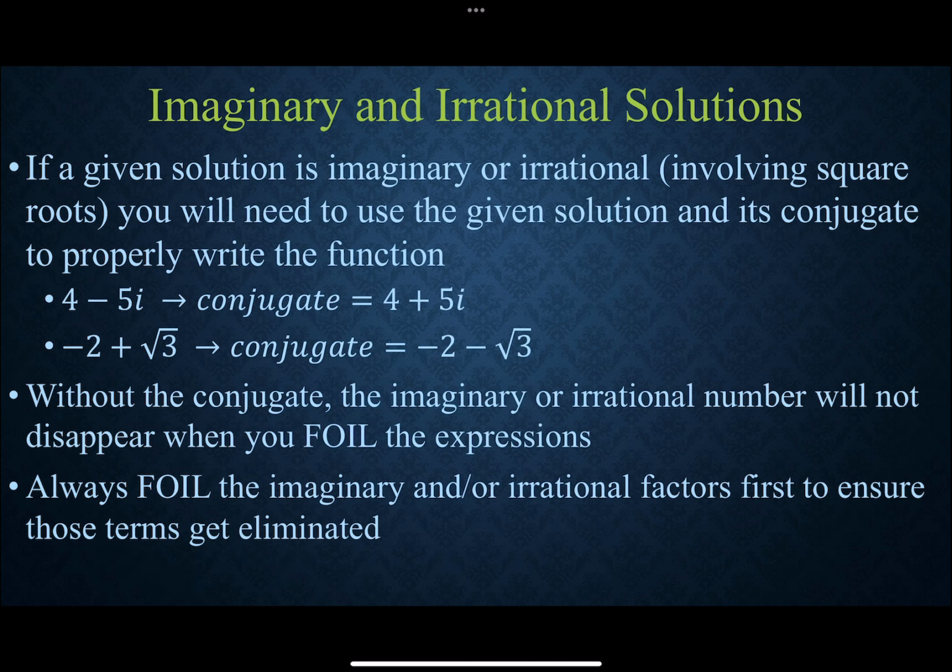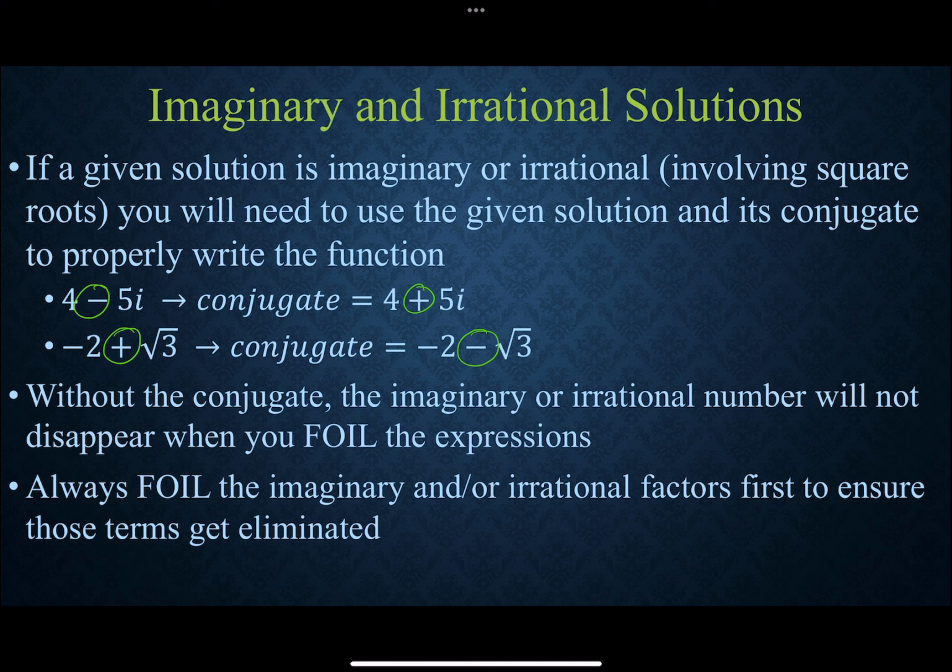Now, if we have imaginary or irrational solutions, we have to recognize there's always two imaginary numbers that go together and two irrational square root numbers that go together. So we have to include the conjugate expression. So if I have 4 minus 5i, the conjugate has to be 4 plus 5i. If I have negative 2 plus root 3, the conjugate's negative 2 minus root 3. Noticing the only thing that's different from each of these problems is the middle sign.